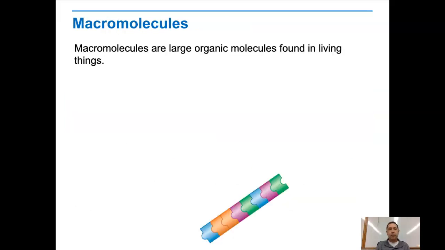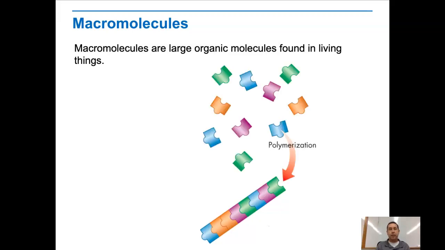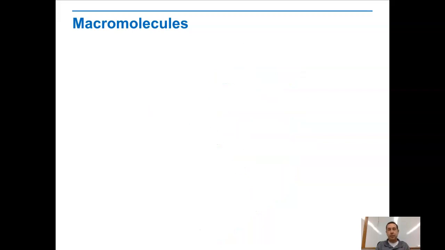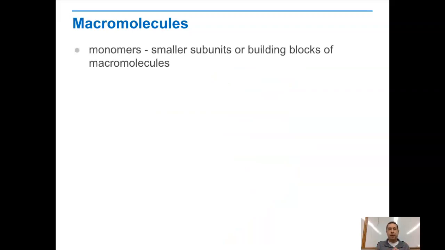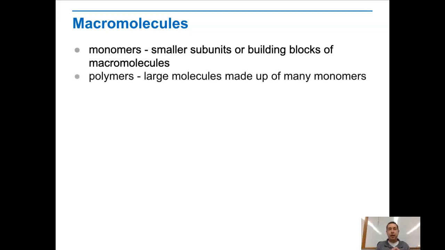So a macromolecule is a large organic molecule that's found in living things. Sometimes we call them carbon compounds, sometimes we call them organic molecules. They're formed by taking a bunch of small subunits and putting them together to make polymers through a process called polymerization. So the monomers are the building blocks, and the polymers are the big, large molecules. A monomer is the small subunit or building block of a macromolecule. A polymer is a large molecule made up of many monomers.